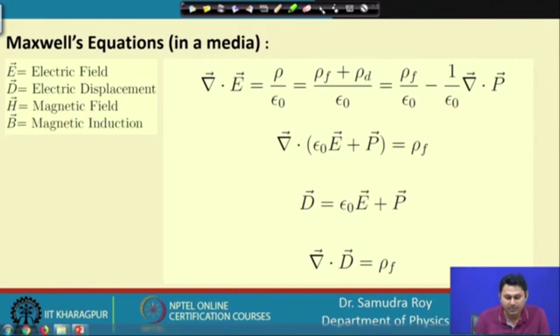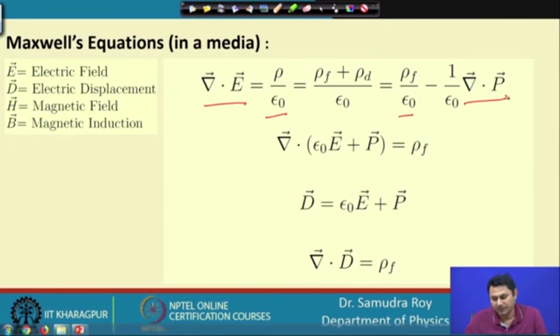So, Maxwell's equation in a medium is grad dot E equals rho by epsilon 0. The rho by epsilon 0 term appears here because rho is not equal to 0 inside the medium. It has two components, rho f and rho d. Rho f stands for free charge density and rho d is bound charge density. So, this can be represented as rho f divided by epsilon 0 plus 1 by epsilon 0 times this term.